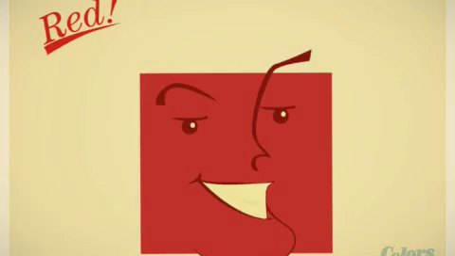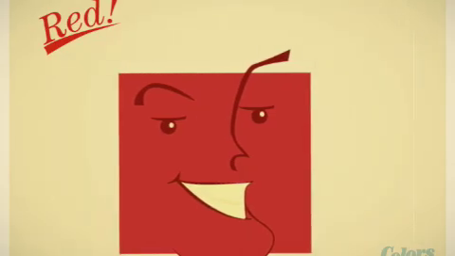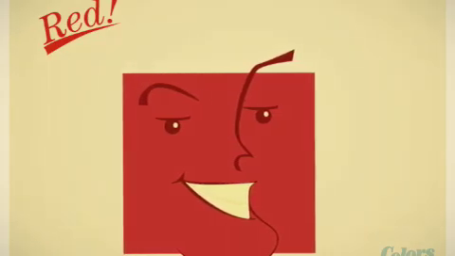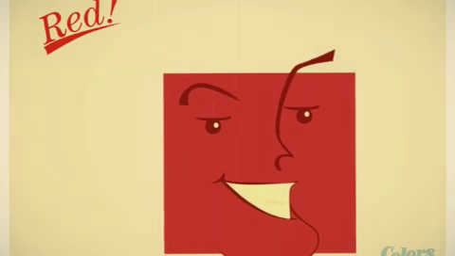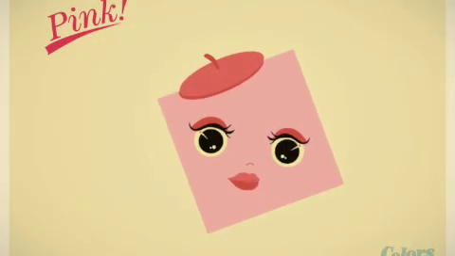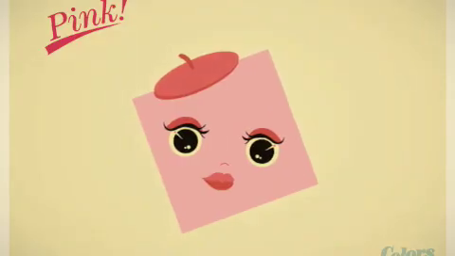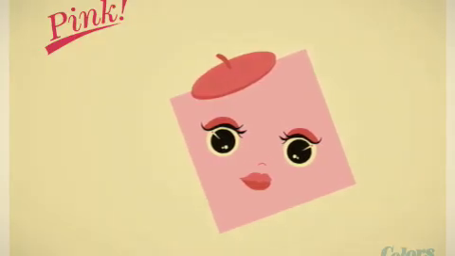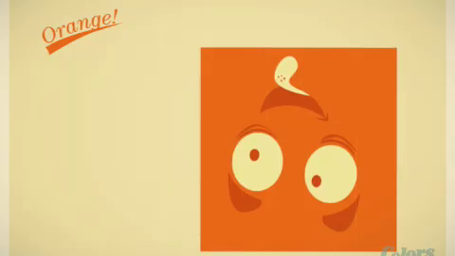Let's meet the colors. First up is red. Red increases blood pressure, heart rate, appetite, grabs attention, and stimulates quick decision making. Meet pink. Pink is associated with sweetness and is often used in the sales of candy and pastries. And then there's orange. Orange causes people to feel energetic and is often found in fast food restaurants. Prolonged exposure to orange can make one become very aggressive.